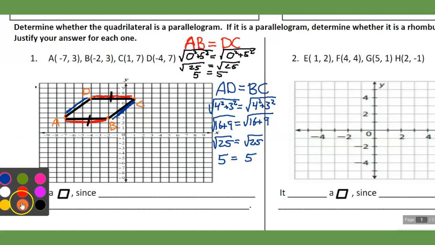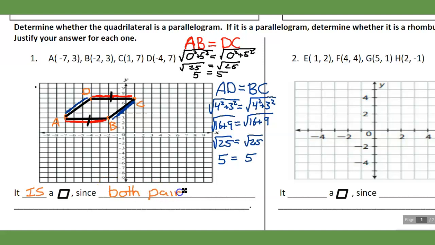So therefore, it is a parallelogram since, and just describe what we just did, we showed both pairs, right? And pairs of what? These are pairs of opposite sides, and what do we show about them? Right? They are congruent.